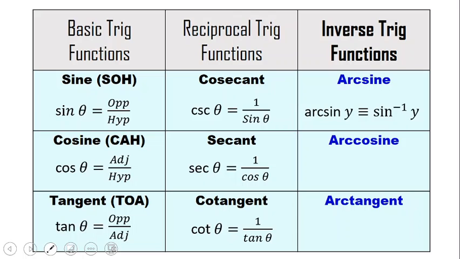Okay, so there are two ways in which we can write the inverse trig functions. So this symbol is the equivalent symbol in maths, okay? That means I can write my arcsine as arcsine y, or I can use this inverse notation, which is the sine raised to the power of -1 of that value y, okay? The same thing with arccosine and arctangent. Whenever you see this symbol, arcsine, or you see this one, they essentially are referring to the same thing. They mean the same thing.